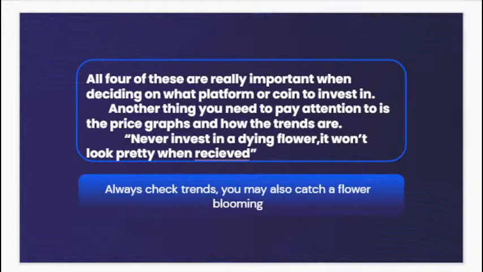Now, in these situations, you can also catch a flower blooming, such as a coin going from $5 to $20 or even up $2. Because each coin is going to be a percent profit, and you can use that to reinvest in other areas at a higher yield as well. So everything is going to start with that initial investment of that token.